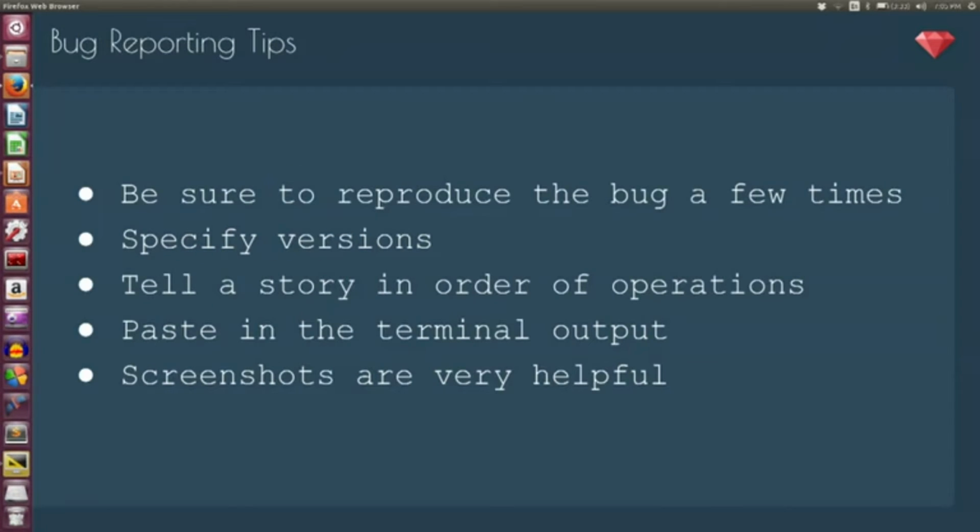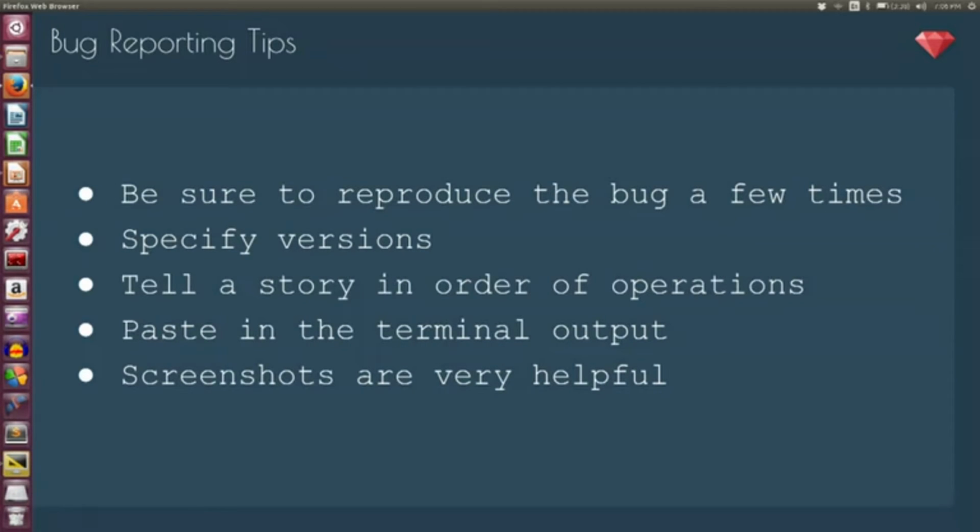So now a couple of tips for each of these. When reporting bugs, you want to be sure to reproduce the bug a few times. Not just it happens once, let me go on GitHub, let me throw it up. You want to reproduce it a couple of times, especially if it's client side, you want to try a couple of different browsers, maybe a different operating system. Specify the versions when the bug happened.